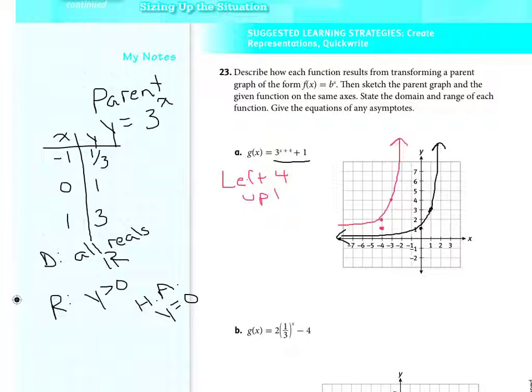Does that change the domain at all? Well, it's still going to keep going on forever. So the domain stays the same. What does it do to our range now? Well, it shifted everything up 1. So y is now greater than 1. That means my horizontal asymptote is at y equals 1, because I shifted up 1.